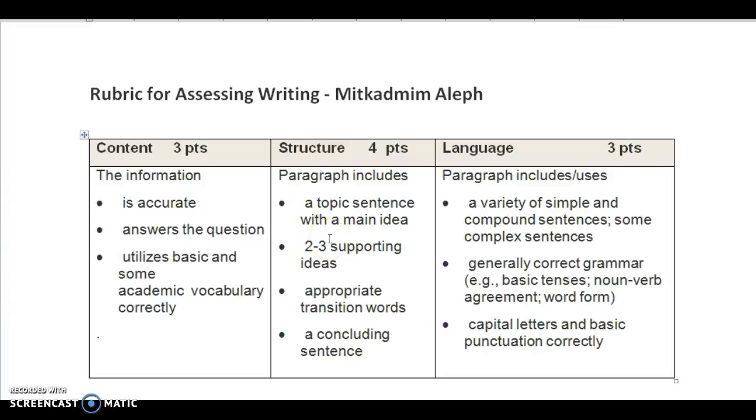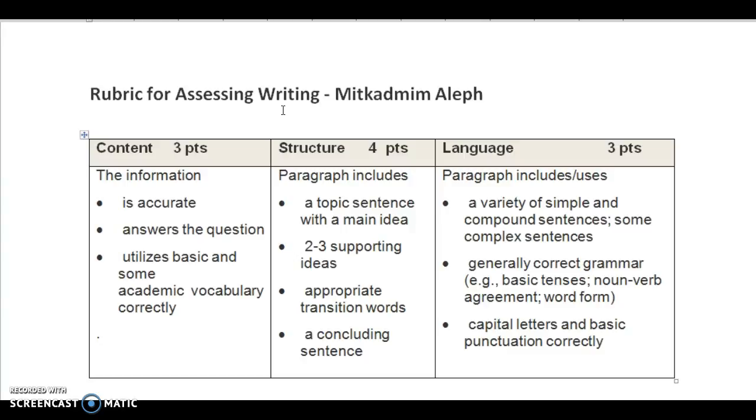Hello everybody. Today we're going to look at a couple of different things related to writing. The first thing I would like to look at is the rubric for assessing writing. This means this is the way your writing will be assessed on writing tasks in the course from now on and on exams. So let's take a look.